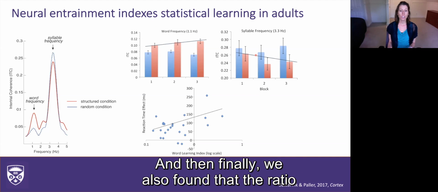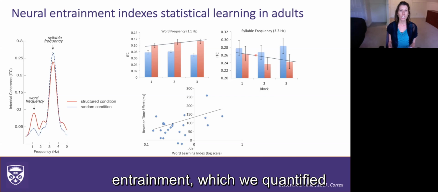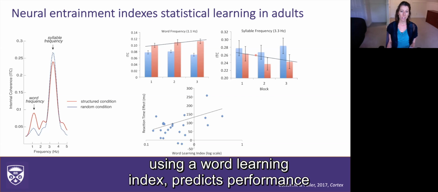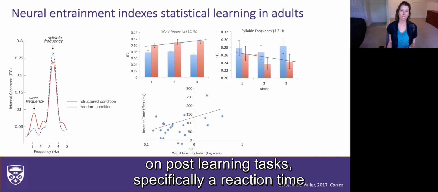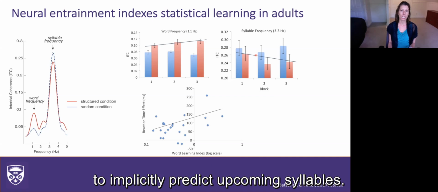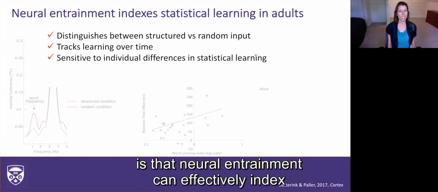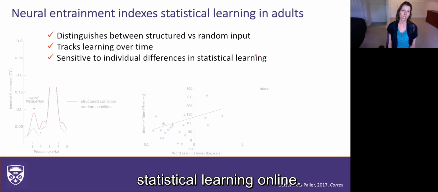And then finally, we also found that the ratio of word frequency entrainment to syllable frequency entrainment, which we quantified using a word learning index, predicts performance on post-learning tasks, specifically a reaction time-based task that assesses participants' ability to implicitly predict upcoming syllables. So together, what these results show is that neural entrainment can effectively index statistical learning online.